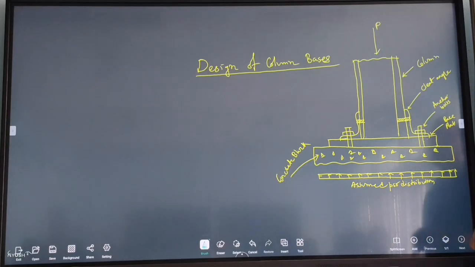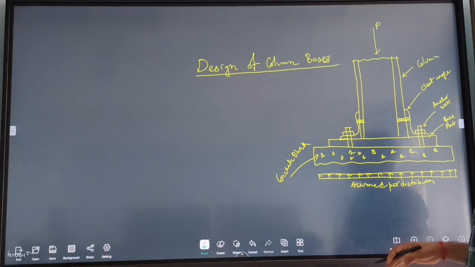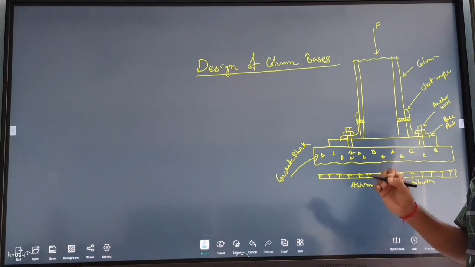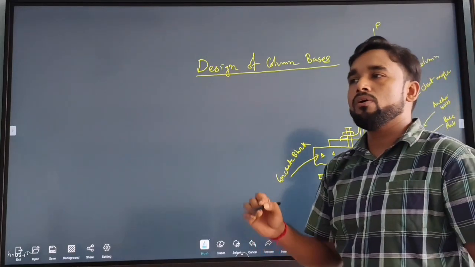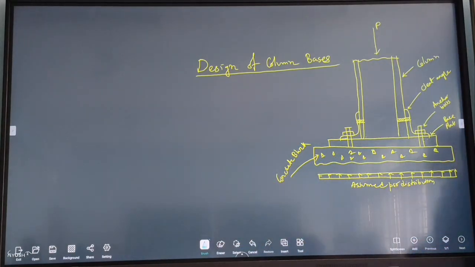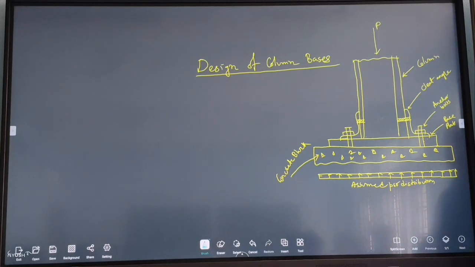So the question will be, why do we provide anchor bolts as well as cleat angles? That means to hold the column in position and to maintain the verticality of the column, we provide anchor bolts, and a minimum of 2 bolts when the load is transferring directly, or by perfect bearing.